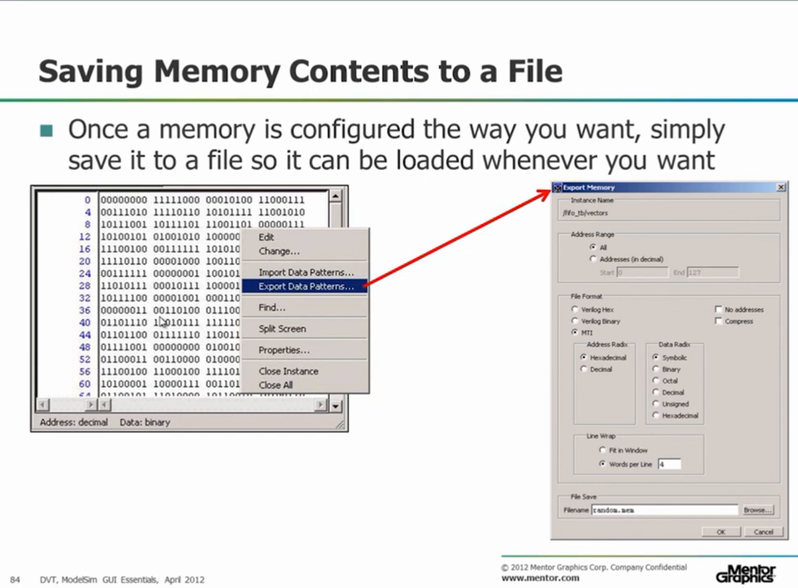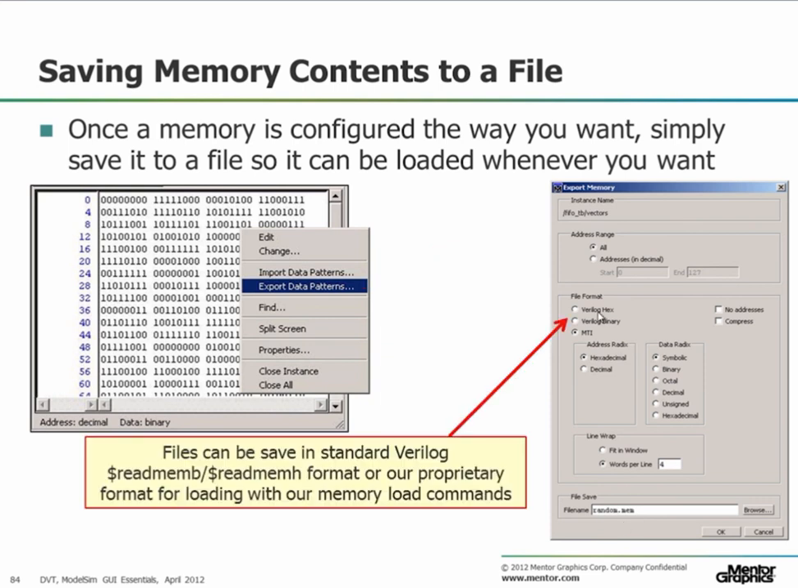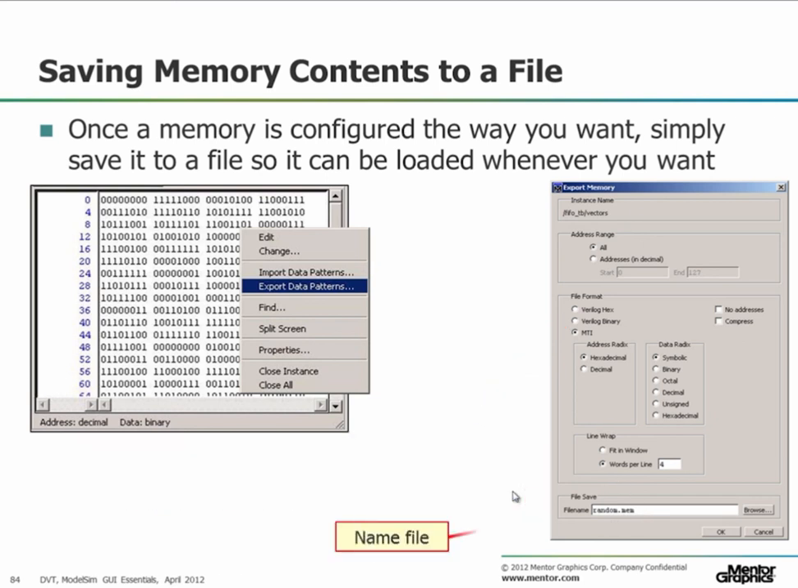I can export the pattern that's in the memory, so I can right-click and say Export the pattern, and that allows me to save the contents in either a Verilog hex, Verilog binary, or our proprietary MTI format. I can save the entire range or just a specific range. I can include the addresses so that if I read it back, it would read back particular addresses. So lots of different things. Give a name, say OK.